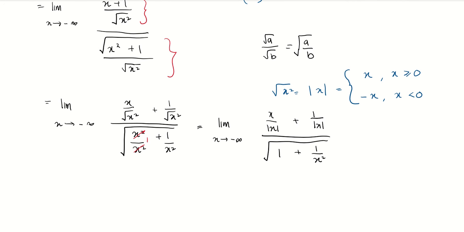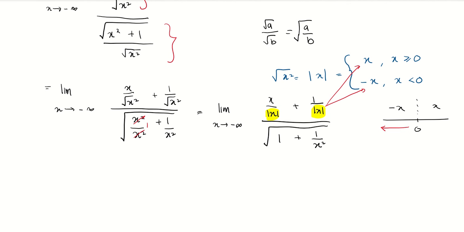For modulus x, we need to change it to either positive x or negative x. Which one? We need to look at x. x approaches negative infinity. On the number line, 0 is here; when x is greater than 0, we use x, and when x is less than 0, we use negative x. Since x approaches negative infinity, x is moving to the left, into the territory of negative x. So modulus x must be negative x. We change modulus x to negative x, so this becomes x over negative x plus 1 over negative x.